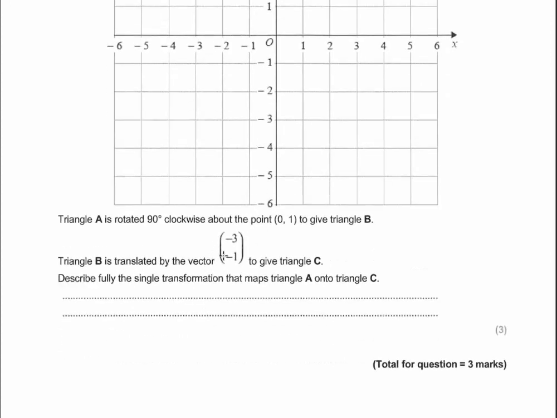Translated by a vector (-3, -1) means a slide. -3 means 3 to the left. -1 means 1 up. Or no, it doesn't. 1 down. Beg your pardon. Let's say that again. -3 is 3 to the left. This is your left-right number. Minus means left. -1 is 1 down.